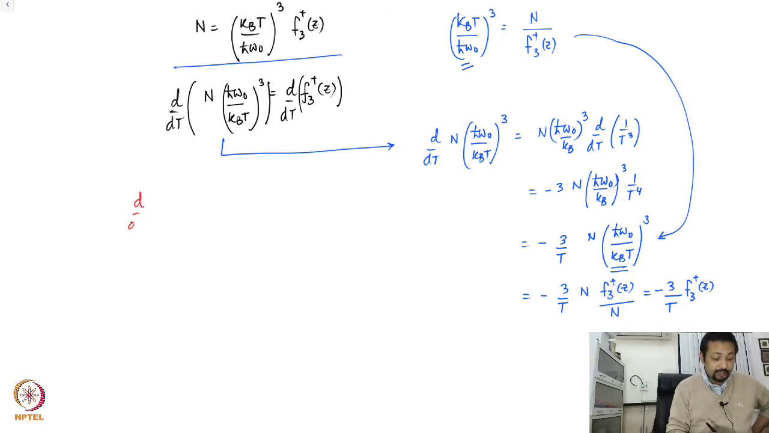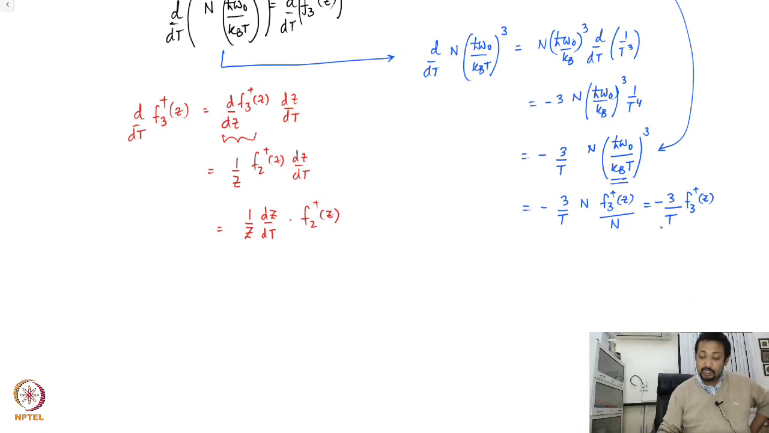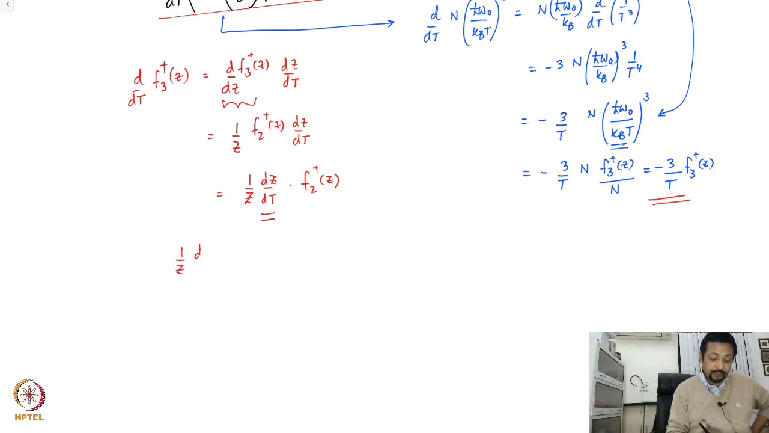The right hand side is d/dT of F3 of Z, and that is going to be d/dz of F3 of Z times dz/dT, and this derivative is 1 over Z F2 plus of Z times dz/dT, so that the right hand side is 1 over Z dz/dT times F2 plus of Z. I can combine this to give me 1 over Z dz/dT is equal to minus 3 over T F3 plus of Z divided by F2 plus of Z.